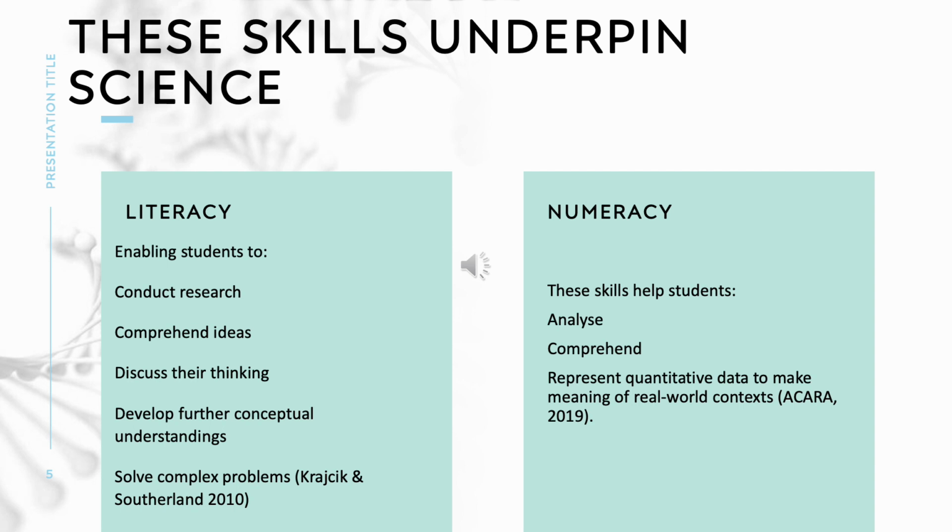In all scientific inquiry activities, students' literacy skills allow them to effectively conduct research, comprehend ideas, discuss their thinking, develop further conceptual understandings, and solve complex problems. For students to develop scientific literacy, they must engage in literate practices to develop their understanding of scientific concepts. It is through applying numeracy skills in science that students can further construct and interpret data through timelines, graphs, tables, diagrams, and statistics. These skills help students analyze, comprehend, and represent quantitative data to make meaningful connections to real-world contexts.